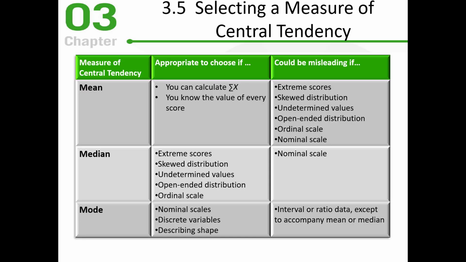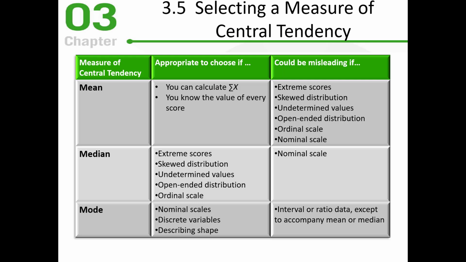For example, if the data set were 1, 1, 2, 3, and 3, both 1 and 3 will be the modes. This figure nicely wraps up all three of our measures of central tendency as far as their recommended and not recommended uses. It demonstrates when it is appropriate to use as well as when it can be misleading. The mean is appropriate to use when you can calculate the sum of x and when you know the value of every score. The mean could be misleading if there are extreme scores, if there is a heavily skewed distribution, if there are undetermined values, if the distribution is open-ended, or if scores are in an ordinal or nominal scale.